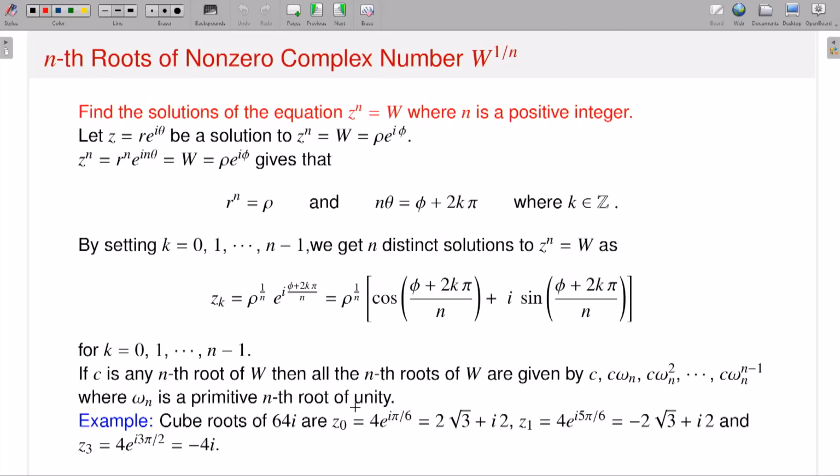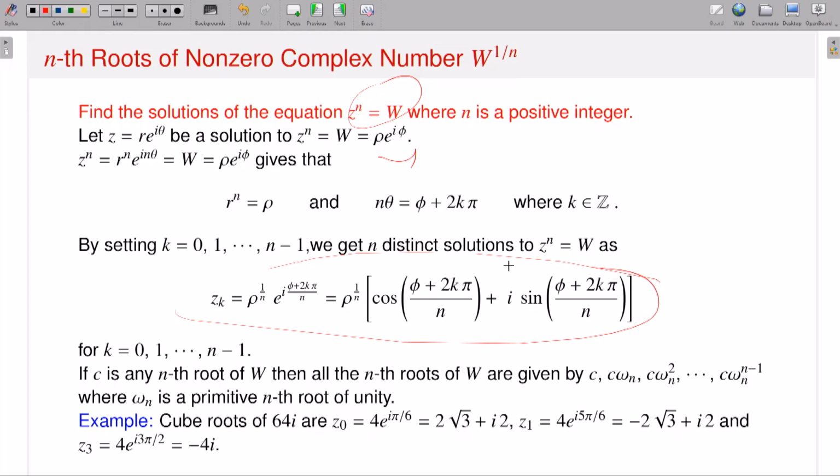Then I moved my discussion to the more general case: given a complex number w, find the solution of the equation z to the power n is equal to w. Just replace 1 by w, but the process is exactly the same. Assume that z is equal to r e to the i theta is a solution of z to the power n is equal to w. Since w is fixed, it has an exponential representation, rho e to the i phi. Equating the two complex numbers, you end up with this kind of solution.